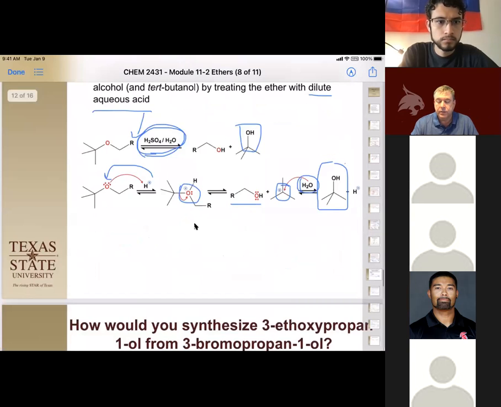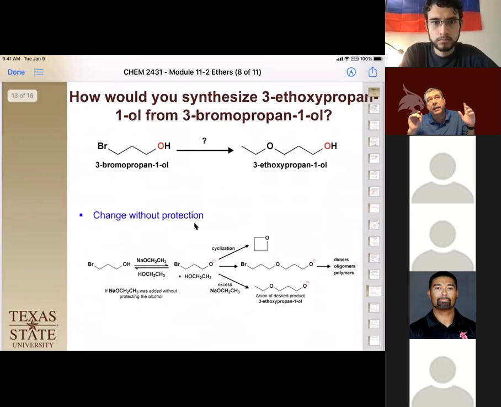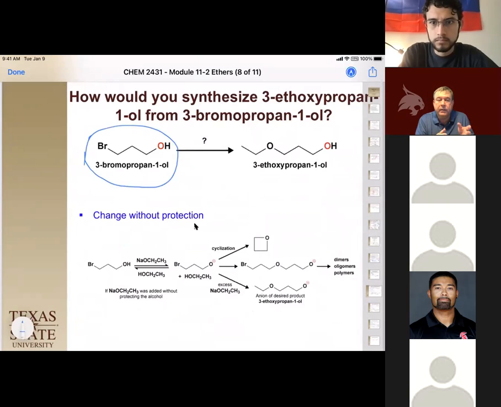Okay, so how can we use this to our advantage? If we just did the Williamson ether synthesis using this molecule, the intramolecular interaction is much faster than the intermolecular interaction. So we'd actually end up with a byproduct in it, okay? So what we really want to do is somehow take the alcohol out of the equation to start with, okay?